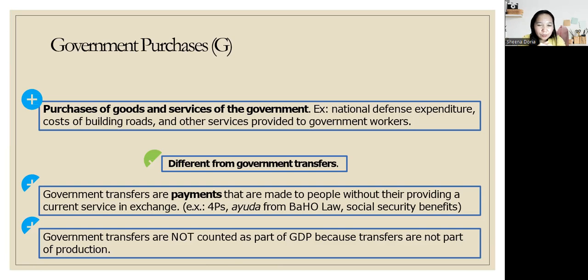Ayan, so it's different from government transfers. Government transfers are payments that are made to people without them providing a current service. So hindi siya parehas sa such as yung 4Ps, ayuda, mga ganun. Government transfers are not accounted as part of GDP because transfers are not part of production.